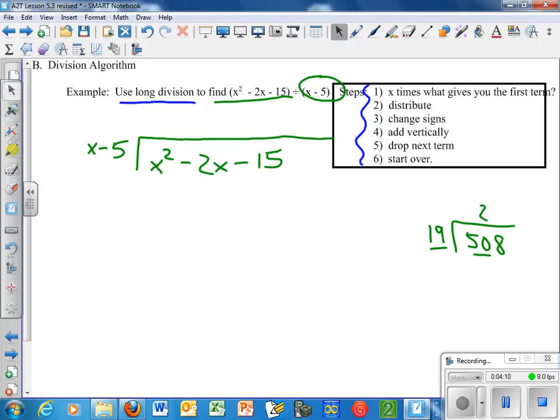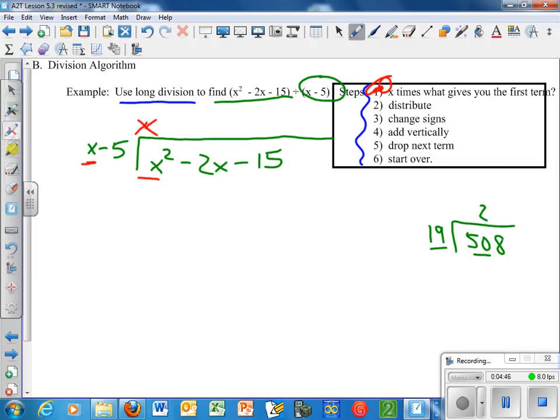So what we're going to do up here is ask ourselves, take the first term of the binomial, so that's the x. How many times does this x right here go into x squared? In other words, we're doing step number 1 here, over here on the right. x times what gives you the first term? So x times what will give me x squared? And that is x. So I write that right up there.